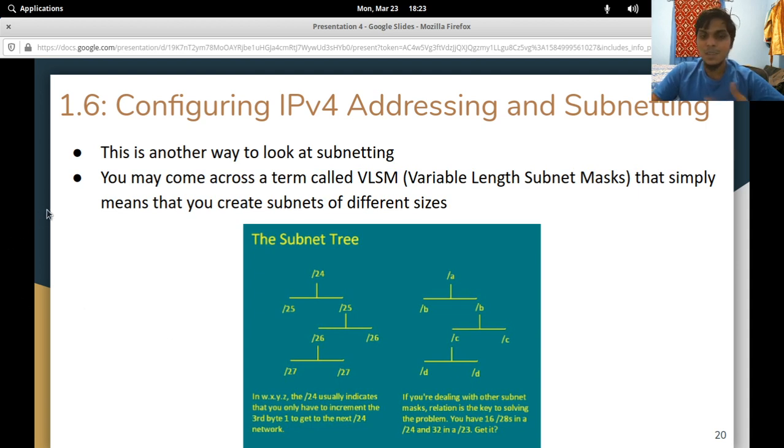Now this is how I look at subnetting, and I wanted to show you this as well. This is another way to look at subnetting. You may come across a term called VLSM, or variable length subnet masks. That simply means you can create subnets of different sizes. If you look at the bigger picture, for example in the last question that we did on Saturday in the small video I made, you realize that we created two subnets of identical sizes. If you subnet a /24 and break it up into two subnets, you get two /25 subnets. If you break up a /25, you get two /26 subnets.